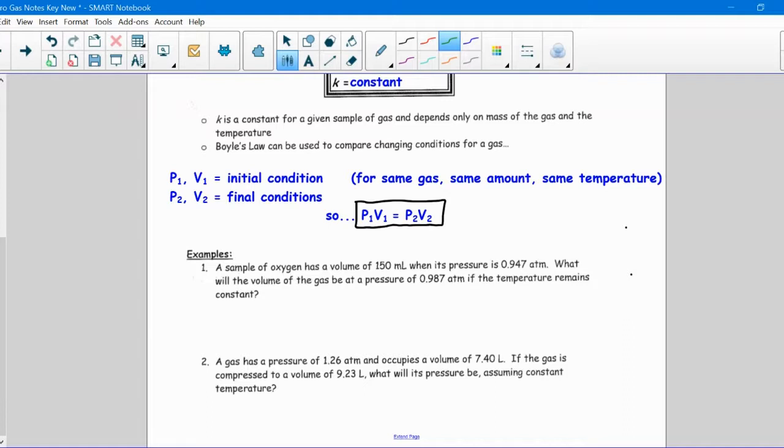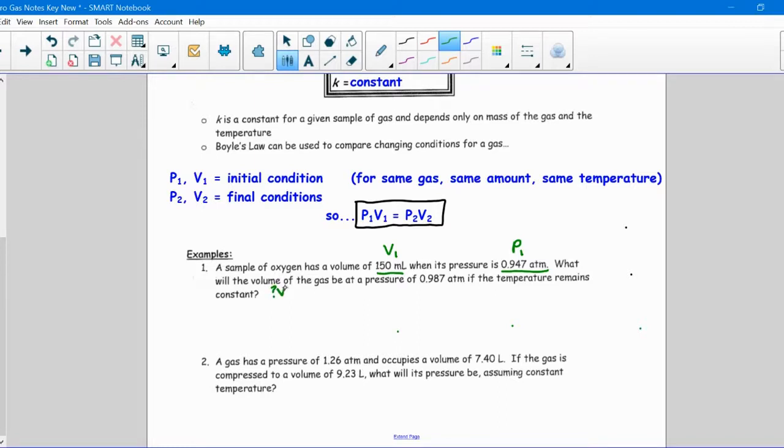So example number 1, we have a sample of oxygen and it has a volume of 150 milliliters. So I'm going to label that volume because it's the first one I'm seeing. I'm going to call it V1. And the pressure is 0.947 atmospheres. And atmospheres, if you remember, are a unit for pressure. So I'm going to call that P. Because it's the first one I'm seeing, I'm going to call it P1. And it wants to know, what will the volume of gas be?